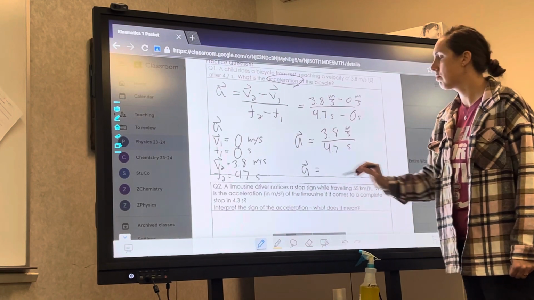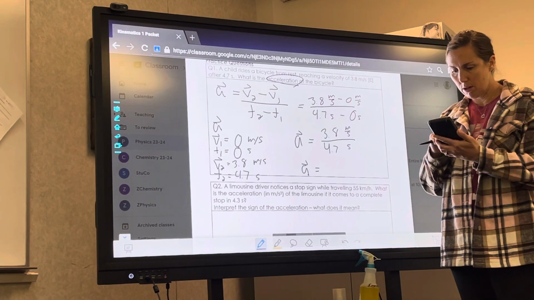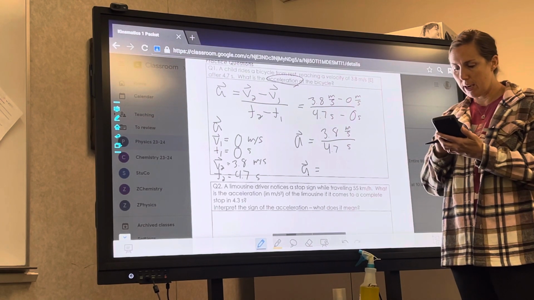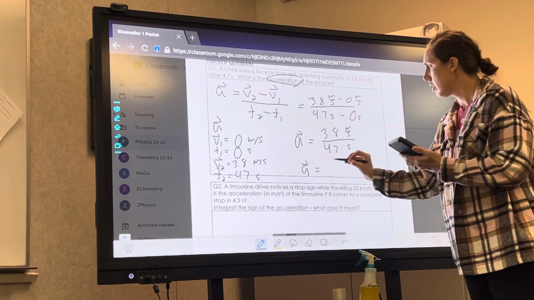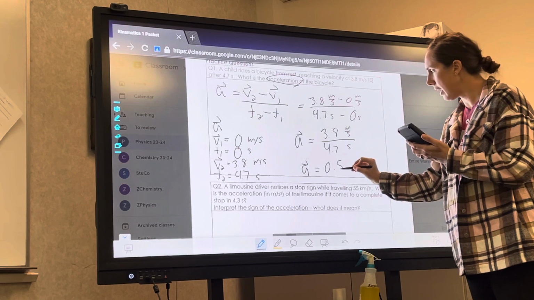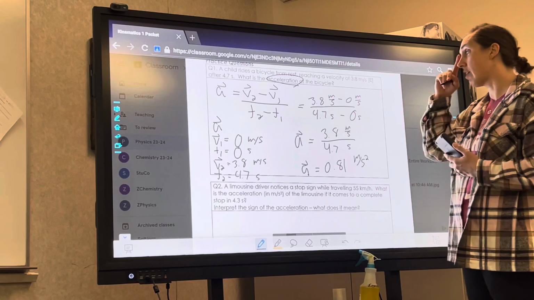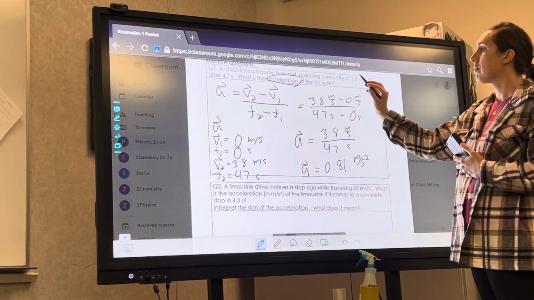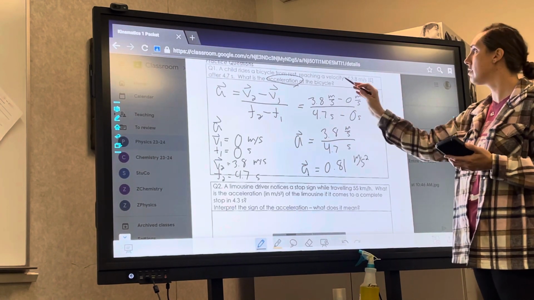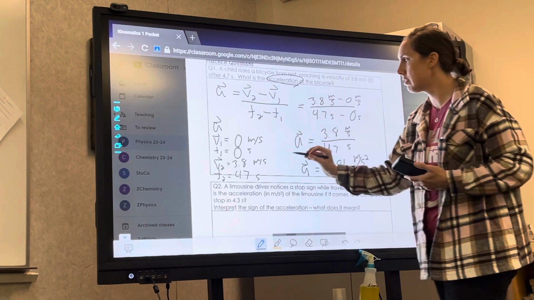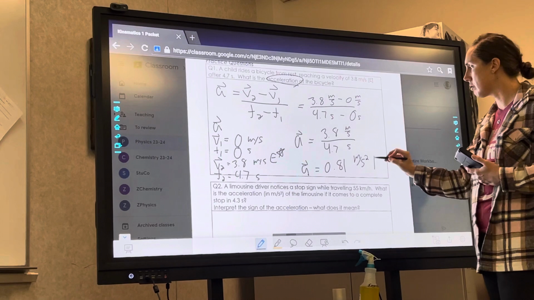A equals, when I do this, 3.8 divided by 4.7 equals 0.81 meters per second squared. Ooh, we forgot directions. When you were at rest in the beginning, it didn't give us a direction, but it did tell us that our velocity was 3.8 meters per second east. So whatever that final velocity is, that's what this is going to be too.